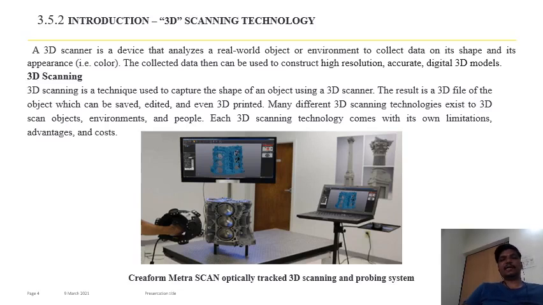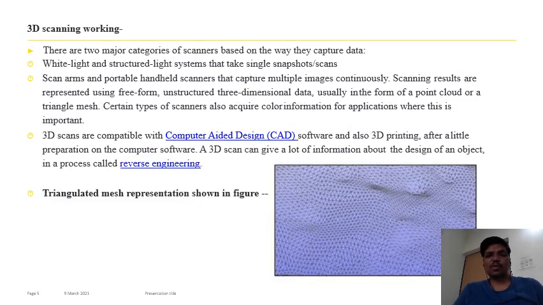Many different 3D scanning technologies exist to 3D scan objects, environments, and people. Each 3D scanning technology comes with its own limitations, advantages, and cost. So the diagram is being shown by Creaform, Metrascan, Optitrack 3D scanning and probing systems. So the image is quite clear.